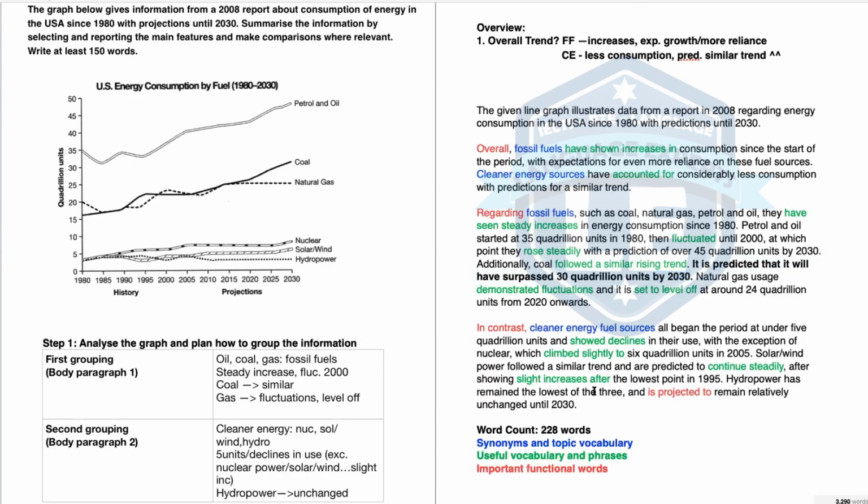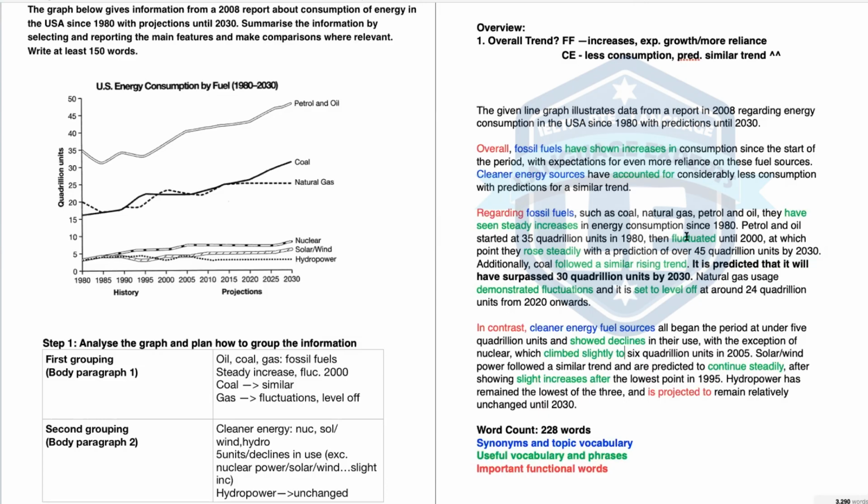Now the last paragraph here, we have declines. Climbed slightly to is a great way to say rose steadily without having to repeat the same phrase. Continue steadily is also great, just switching it up instead of saying rising and increasing. And slight increases after the lowest point. This is nice, very scientific, and really using your data to your advantage.